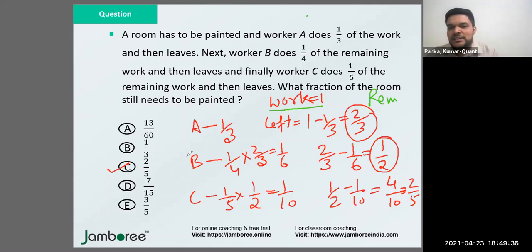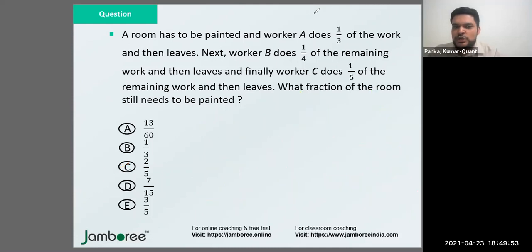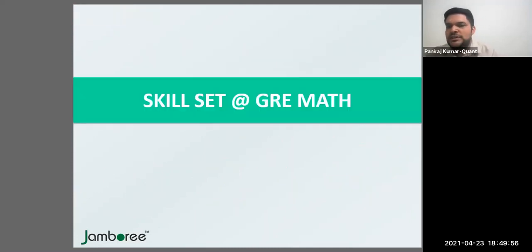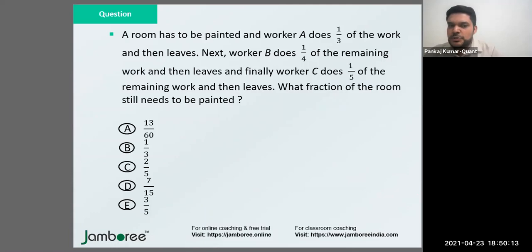But try and understand. I just want to ask you the same problem once again. I want to share what exactly the thought process is. We took total work as 1 and we solved the problem. My point is, if I solve the same question, what kind of skill set is required to answer GRE maths? That means we need to understand what is going on and how we should solve.